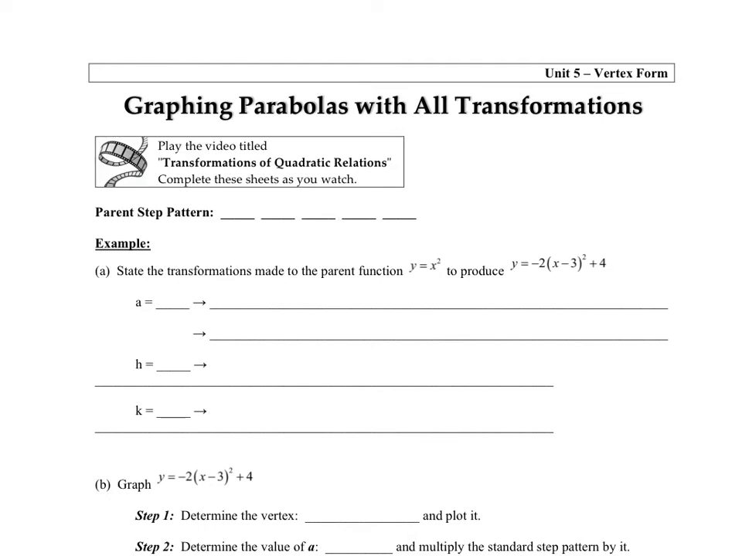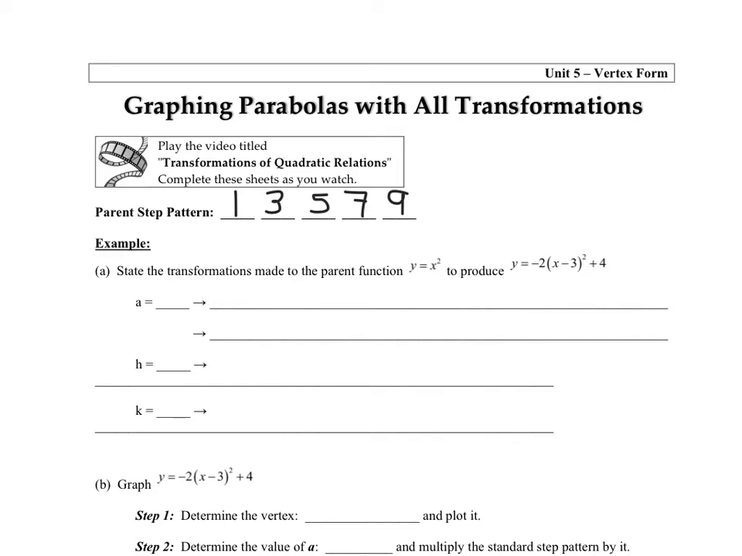So in this video, we're going to be looking at how to graph parabolas using the transformations that we learned about yesterday. So before we start, I just want to recap from Unit 3 what the parent step pattern is. So for your base parabola, what is the step pattern? And that was 1, 3, 5, 7, 9, and it continues with all those odd numbers.